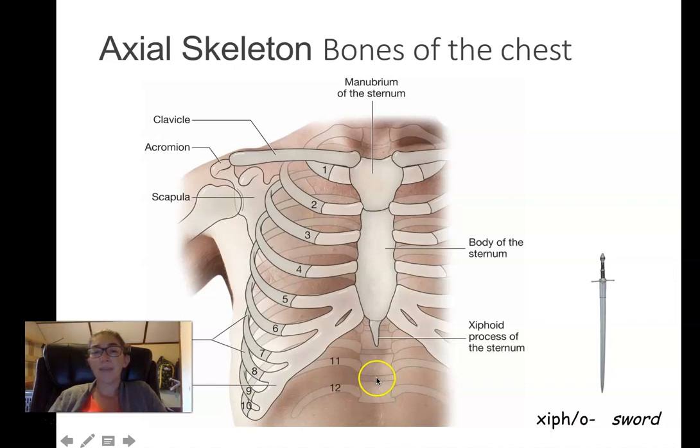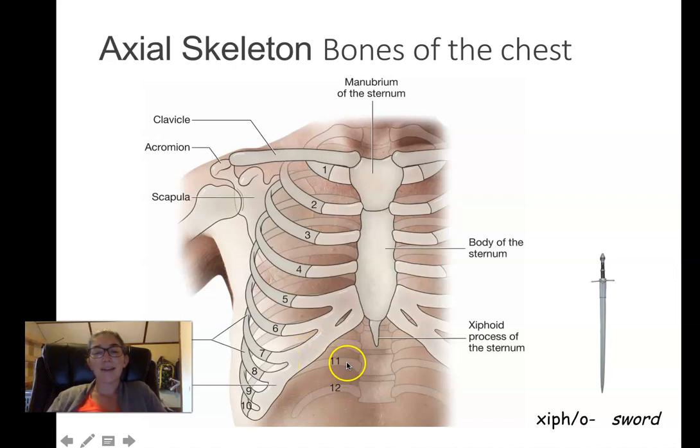So the first six ribs are known, or maybe it's the first seven. The first seven ribs are known as the true ribs because they connect truly to the front and back sides. Ribs 8, 9, and 10, these three ribs right here, are called the false ribs because they technically fuse with rib number 7 and are not directly connected to the sternum. They're connected to previous ribs.